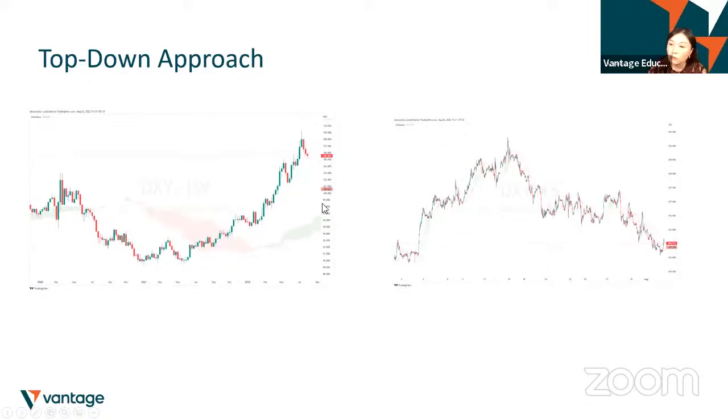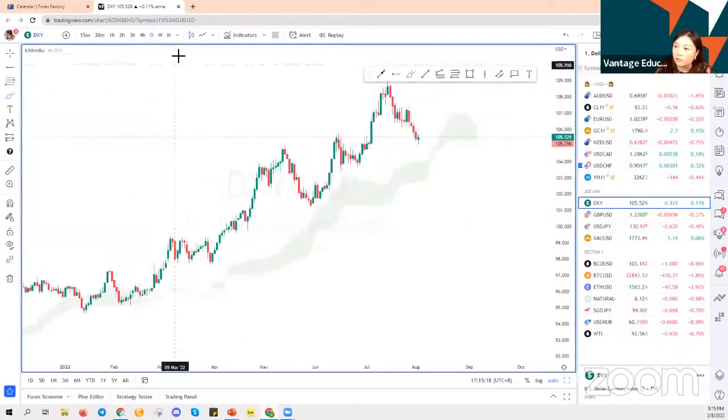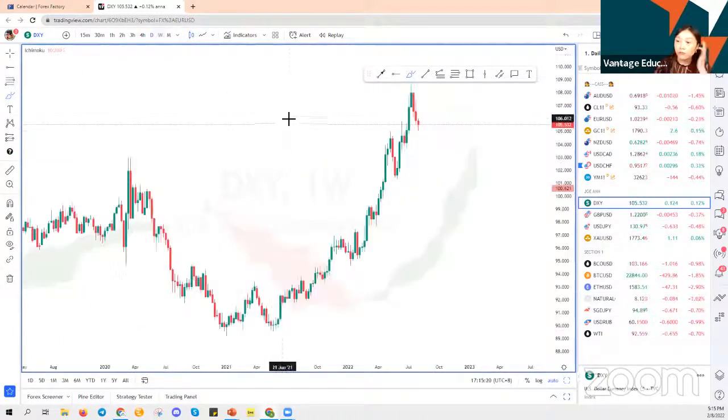So helping you to zoom in to a smaller time frame like a 1 hour or 30-minute will actually give you a more accurate position on where to put your trade entries and take profit. So I'll give you some example. So this is typically how I actually do an analysis. So I'll do a weekly.